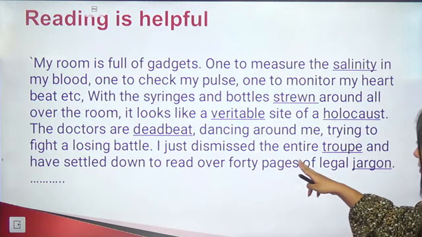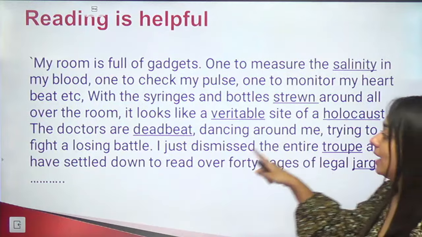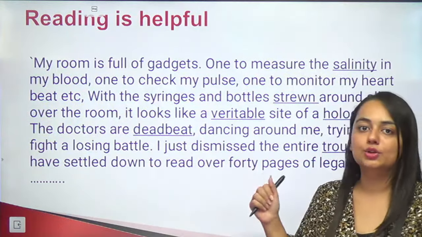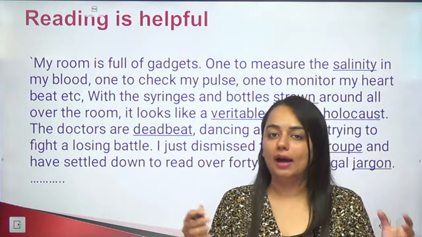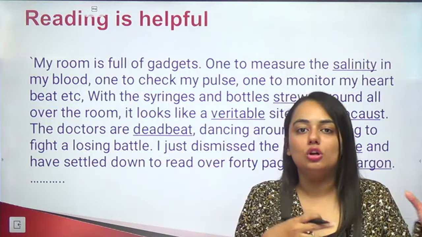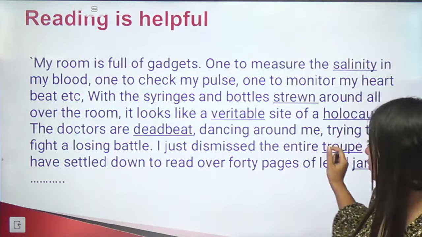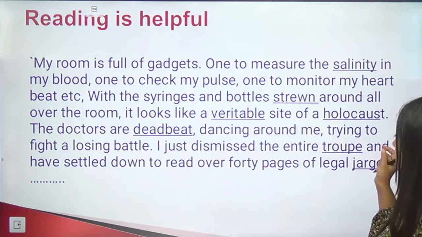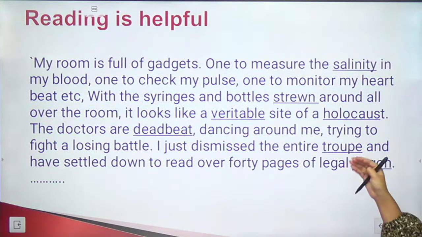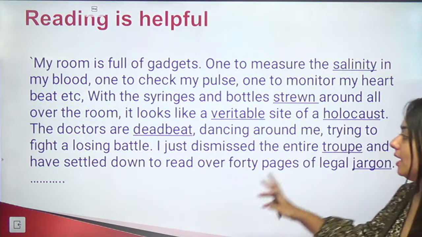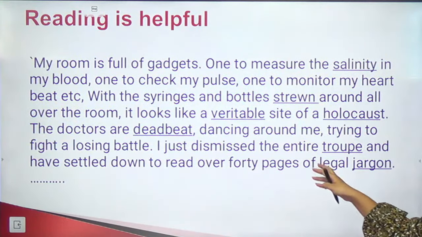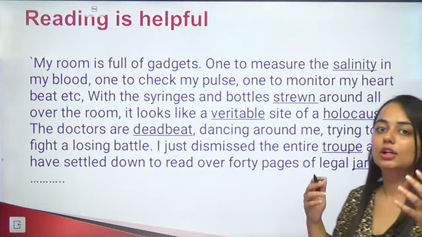"So I just dismissed the entire troop and have settled down." The entire troop is a group of actors or dancers. Because he is comparing doctors to dancers, he uses this common noun, which is troop. "So I just dismissed the entire troop and have settled down to read over 40 pages of legal jargon."